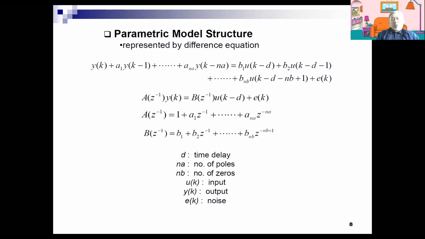So parametric model structures are usually represented by difference equations, which is shown here: yk plus a1 yk minus 1, up to a_na yk minus na, and so on, equals b, where y is the output, u is the input, ek is the noise, or the stochastic part, and d is the time delay, na is the number of poles, and nb is the number of zeros in that particular model that we get.